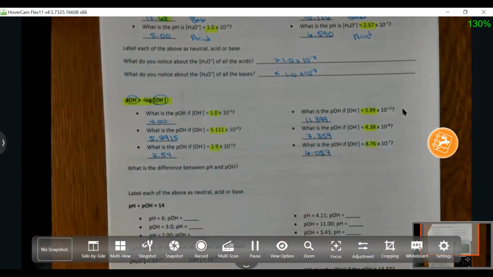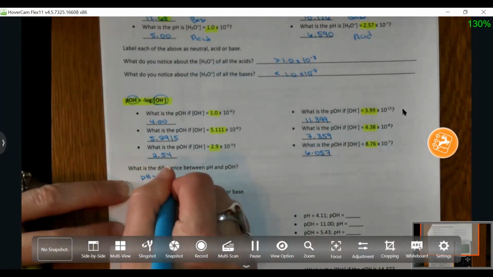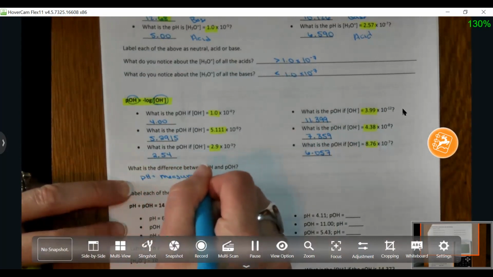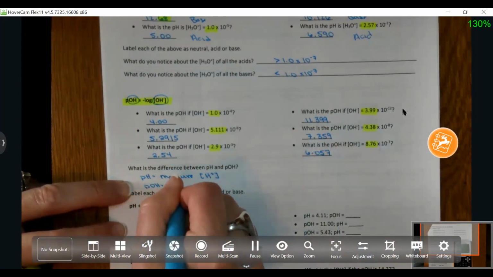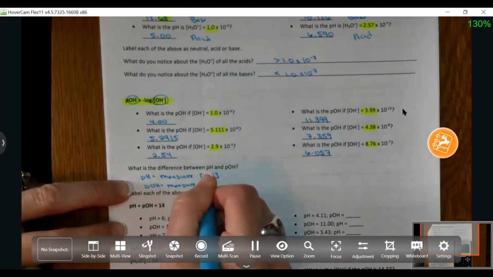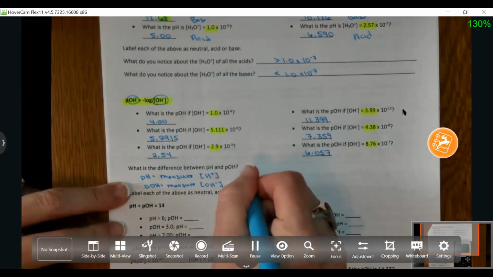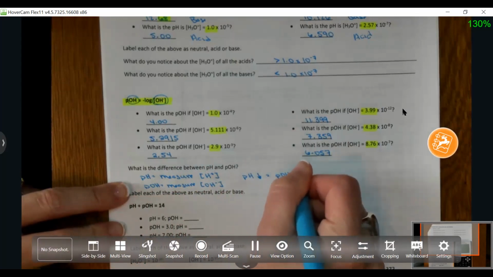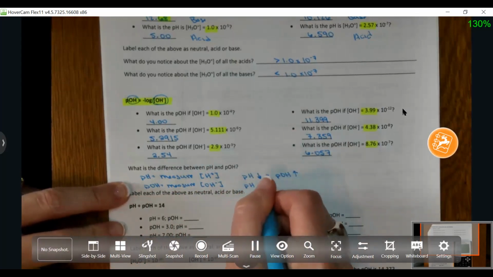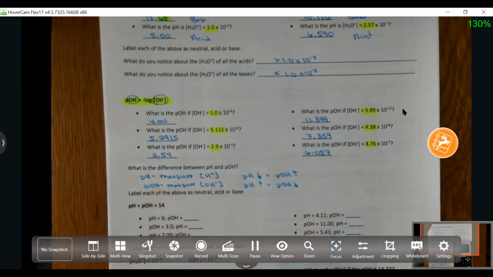All right, so then, what is the difference between pH and pOH? Well, pH is going to measure our hydrogen ion concentration, while the pOH is going to measure the hydroxide ion concentration. And remember, these are inverse. So if the pH is low, that means the pOH is going to be higher. If the pH is higher, the pOH is going to be lower. So these are opposites of each other.